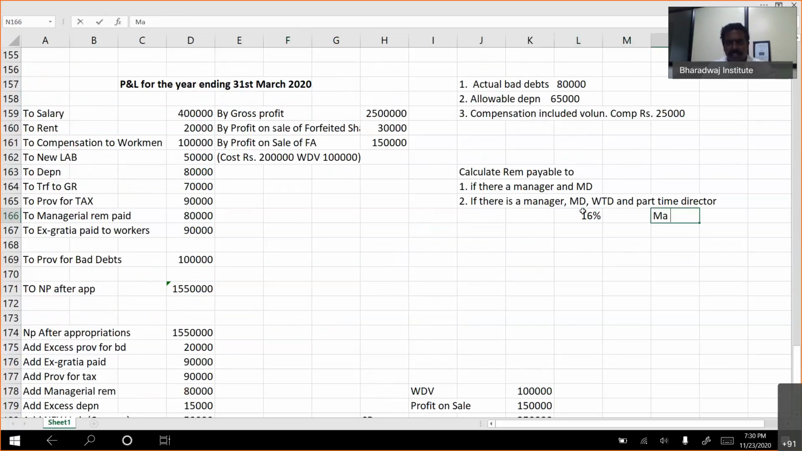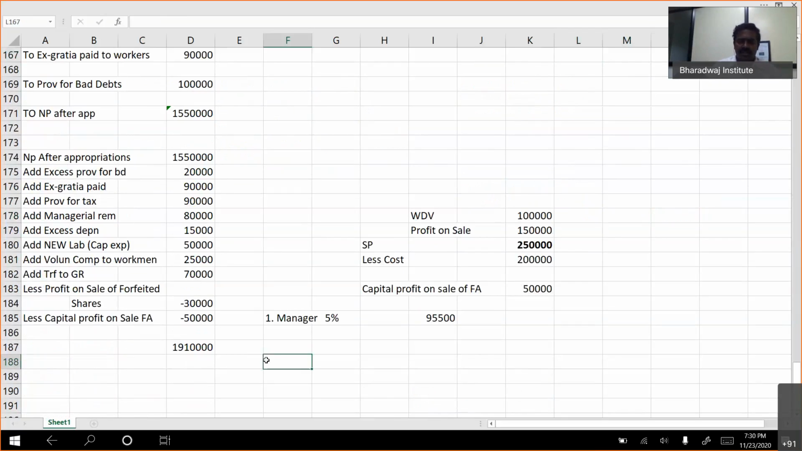But maximum we can pay only what? 11%. They should share that 11% amongst themselves. So in the second case, 11% maximum. So this 19,10,000 into 11% we can pay maximum.